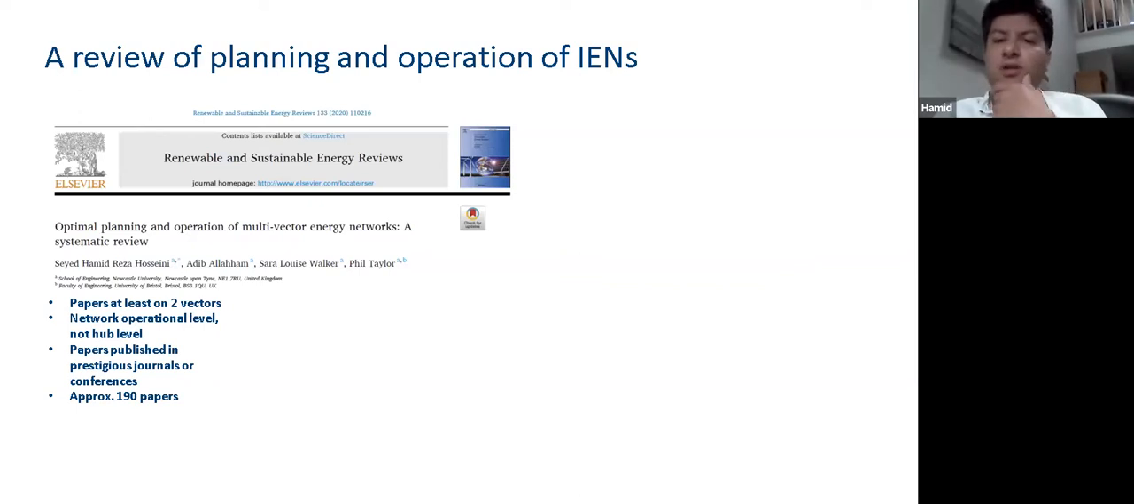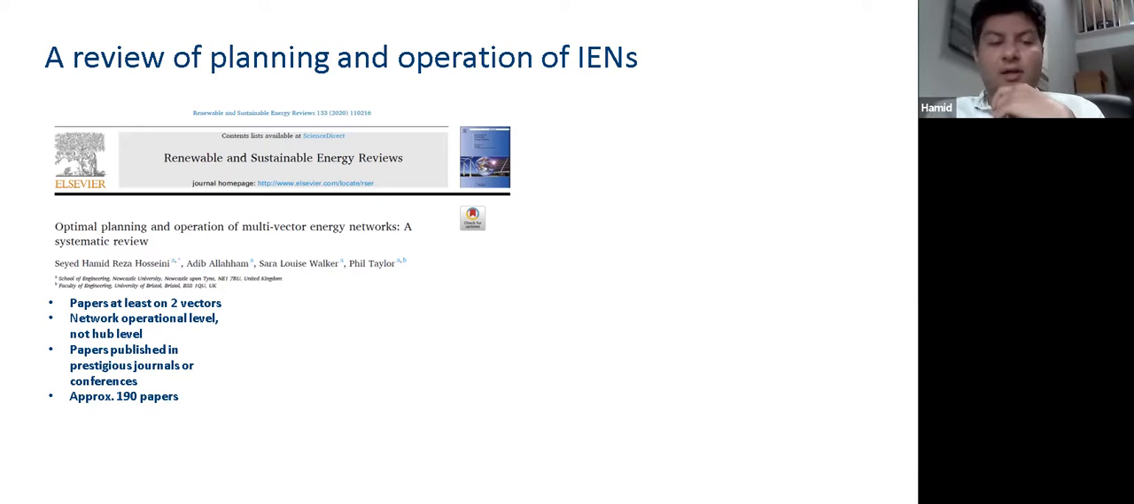So, a review of planning and operation of integrated energy networks. Adib and myself have published a paper in Renewable and Sustainable Energy Reviews, in which we reviewed papers on operational analysis, optimal dispatch, and operational planning of integrated multi-vector energy networks. We selected papers that covered at least 2 vectors out of gas, electricity, district heating, and cooling, if there.